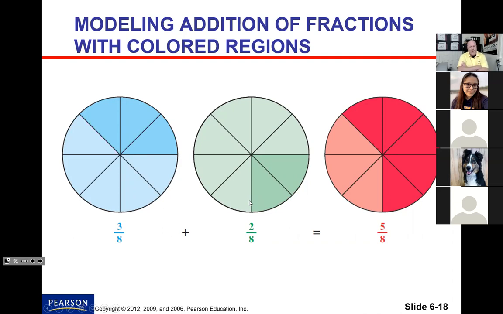Now, since we are adding them together, all we're going to do is add the shaded parts, or the numerators. So 3 plus 2 is 5. And then our denominators stay the same. Don't make that a 16. That's not what we're doing. The denominator stays as an 8. So then we have 5/8 shaded. Okay?